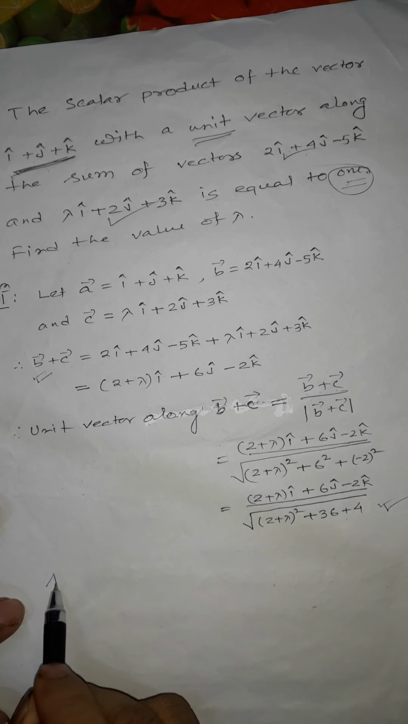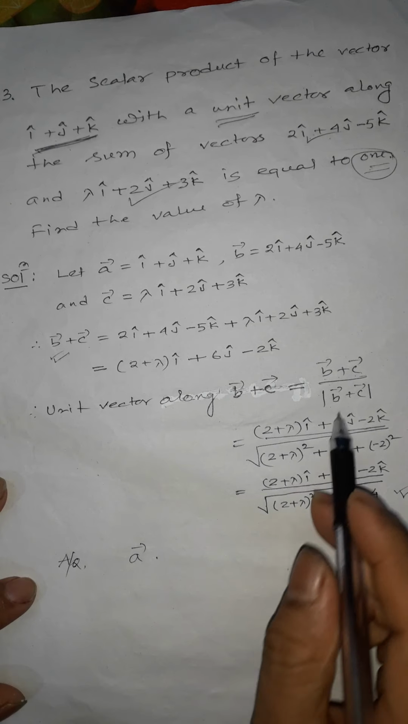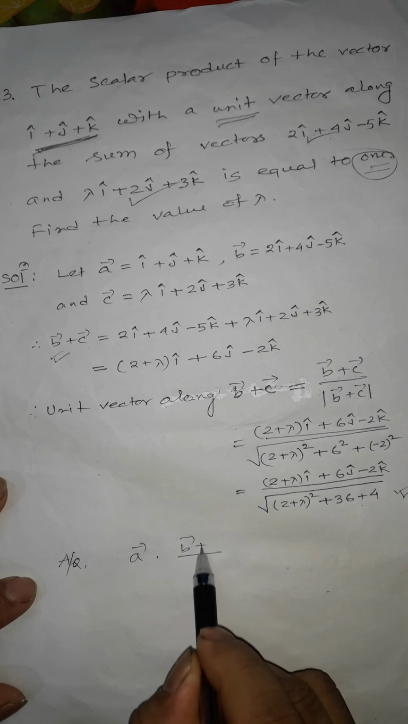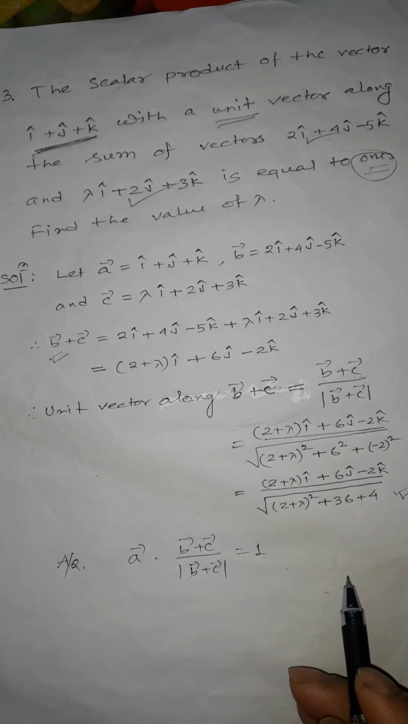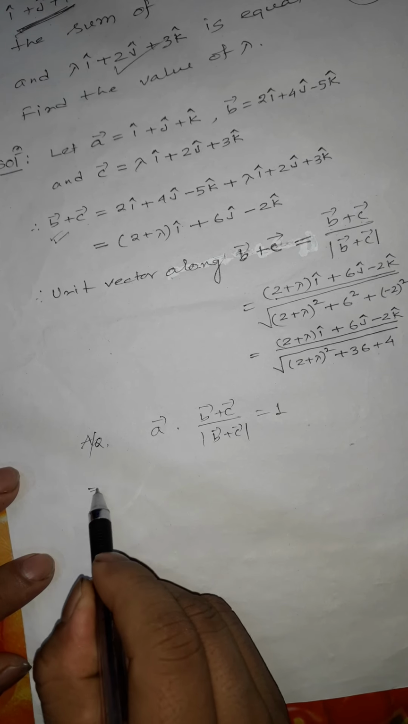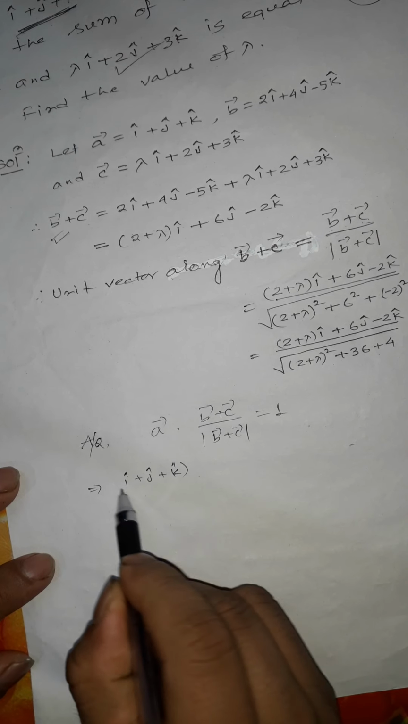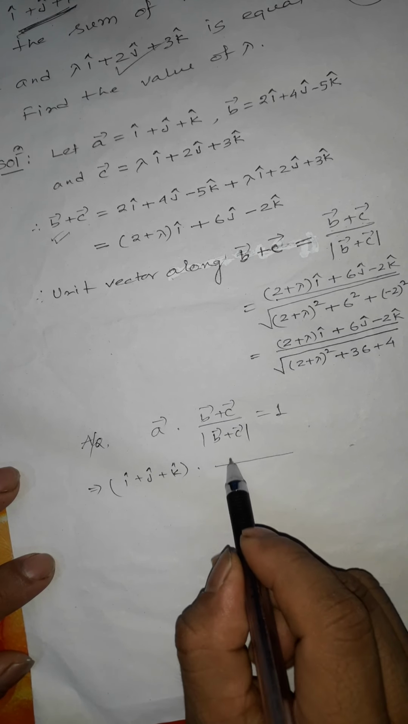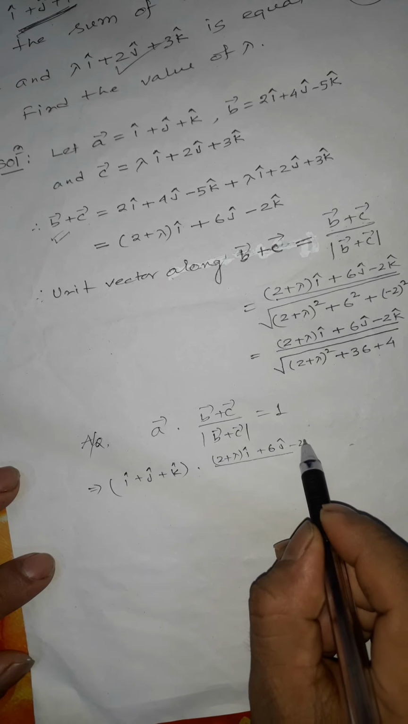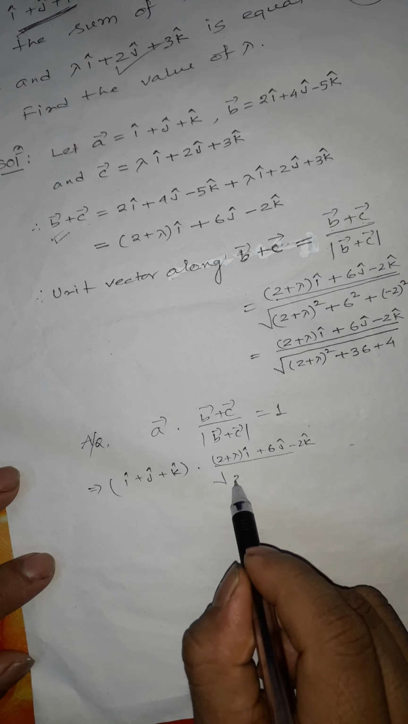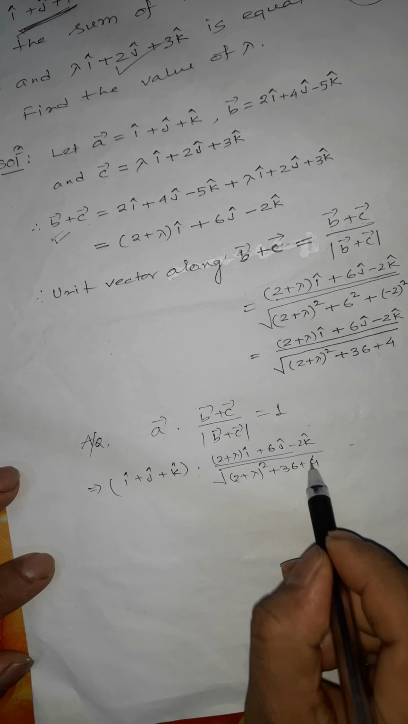Given that according to question, A dot this unit vector is equal to 1. Now you write in the vector A here. A is i plus j plus k dot the unit vector, which is 2 plus lambda whole into i plus 6j minus 2k by root of 2 plus lambda whole square plus 36 plus 4, is equal to 1.